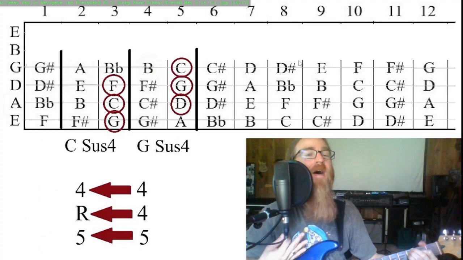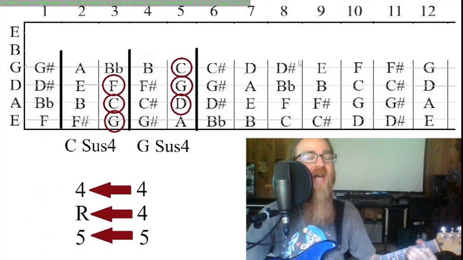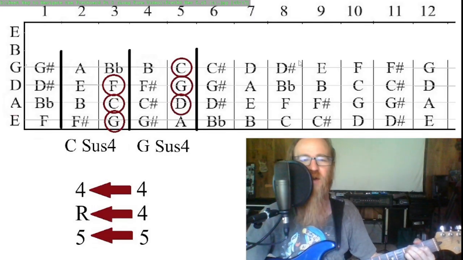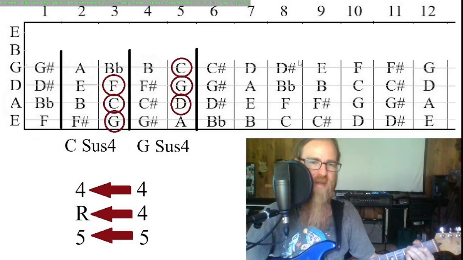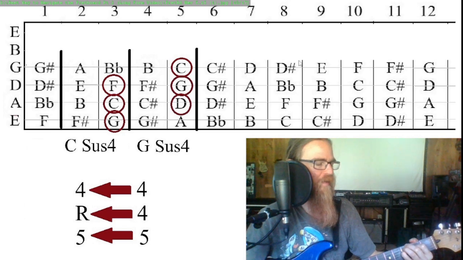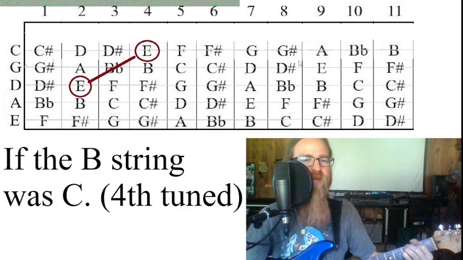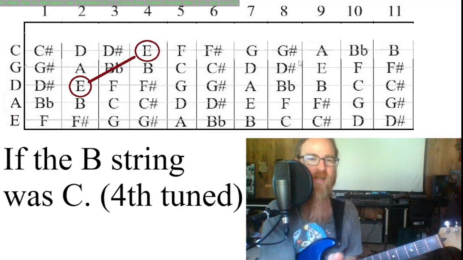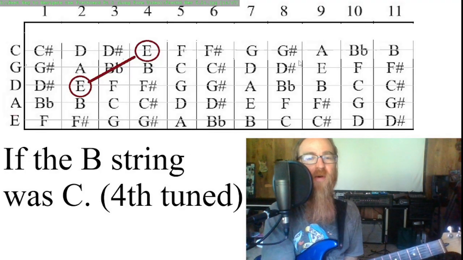If you want to make a suspended 4th out of a major, just take your 4th finger and put it in front of the 3rd. And that's a really easy way to remember that. The 4th finger for a suspended 4th. Just put it in front of the 3rd. 4th finger.